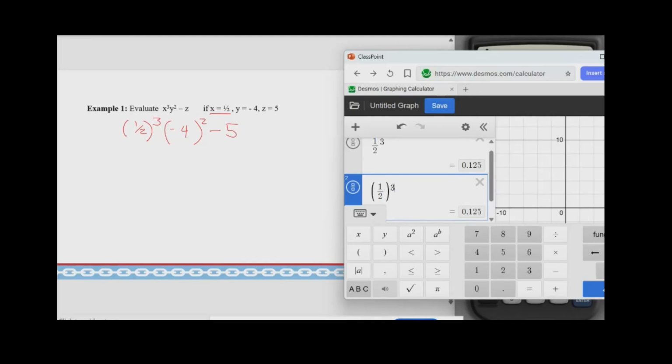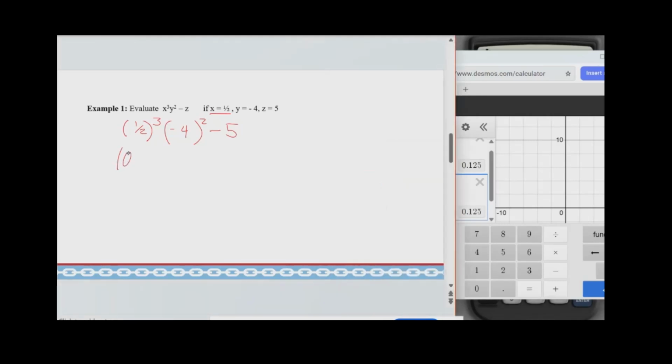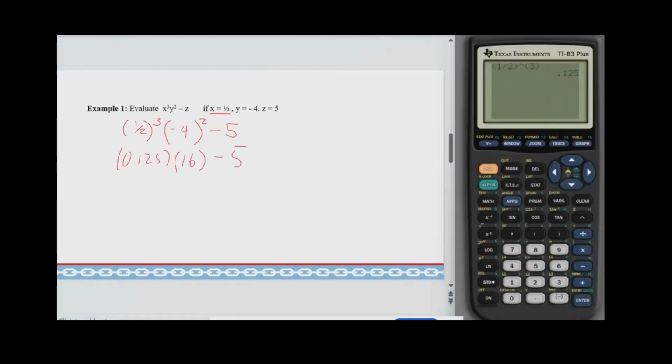Okay, so right here I have 0.125, and then negative 4 squared, negative 4 times negative 4 is positive 16, and then minus 5. And then at that point, I am just going to calculator that up. If you're working in your TI, you can just hit times 16, right? It's going to use that 0.125, that 1/8. I get 2, and then I can subtract the 5, right? Negative 3 for my final answer.